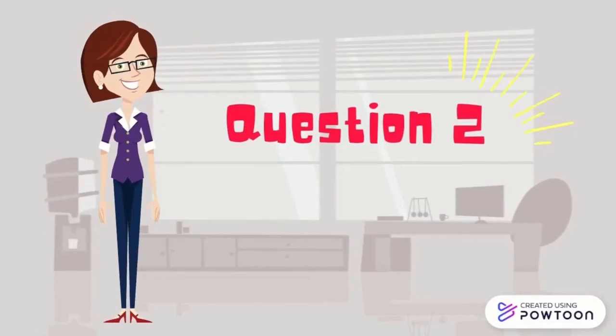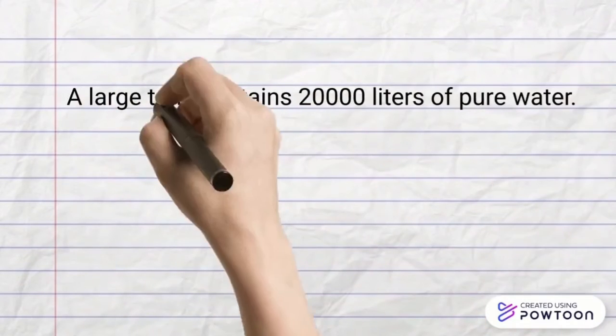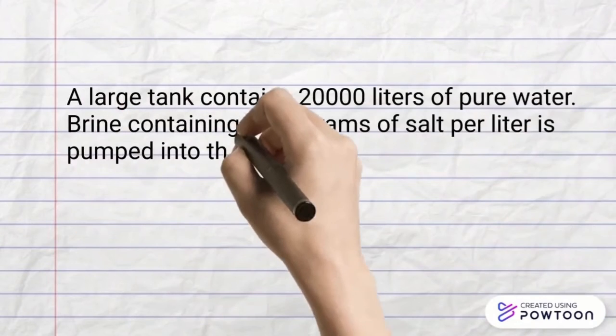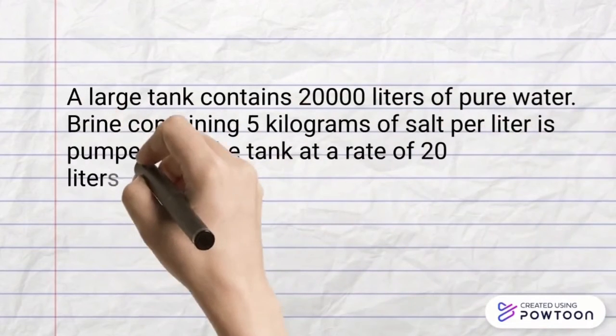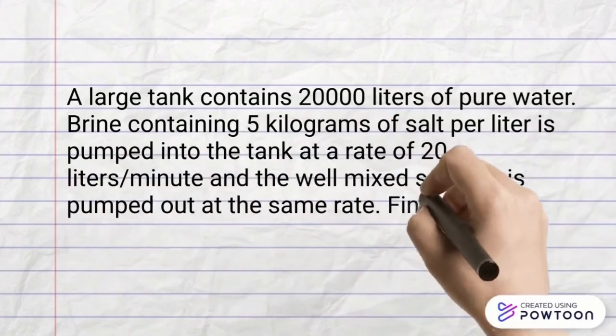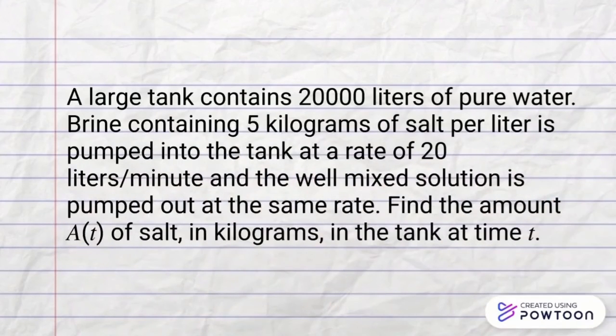Next, we move to question number 2. The question is: a large tank contains 20,000 liters of pure water. Brine containing 5 kg of salt per liter is pumped into the tank at a rate of 20 liters per minute, and the well-mixed solution is pumped out at the same rate. Find the amount A(t) of salt in kilograms in the tank at time t.